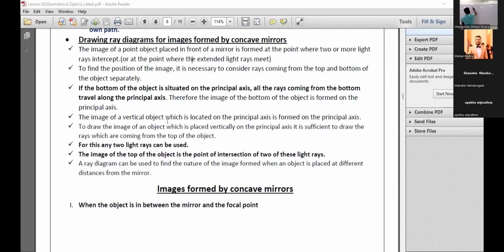Drawing ray diagrams for images formed by concave mirrors. The image of a point object placed in front of a mirror is formed at a point where two or more light rays intersect. Okay.